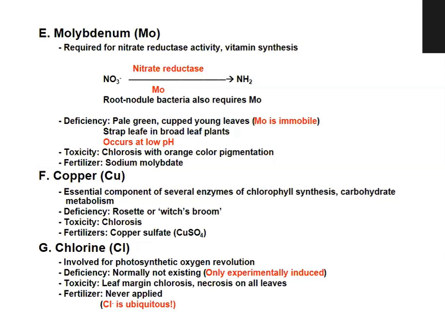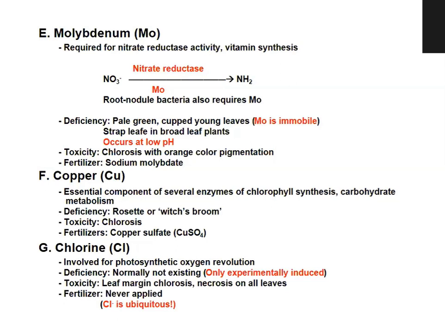So what are the deficiency symptoms? Pale green color of leaves, curved young leaves, because molybdenum is also immobile in nature; it usually occurs at low pH. Toxicity of molybdenum: orange color pigmentation is a specific toxicity symptom of molybdenum. For correction of deficiency of molybdenum, we need to add sodium molybdate as a fertilizer.